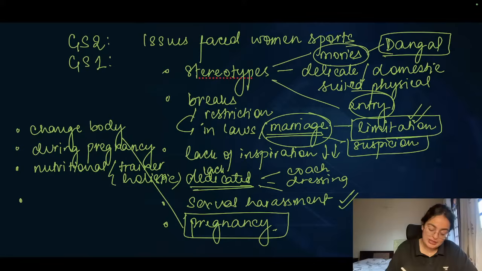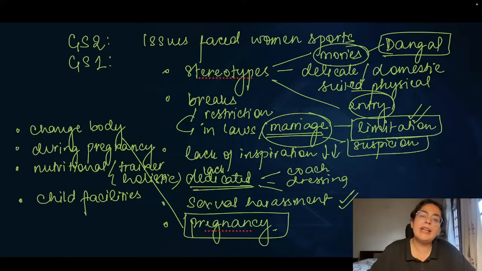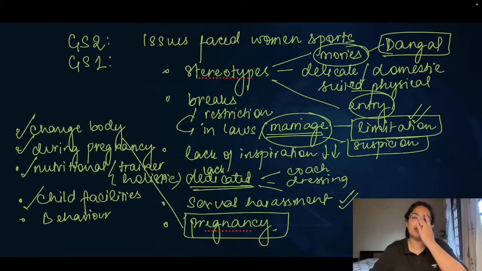There should also be institutional support. For example, child care facilities at major sports academies, creche facilities, daycare facilities. That should also be the case, right? And of course, a behavioral and attitudinal change, not seeing women's pregnancy or delivering a child as the end of their sports career, right?